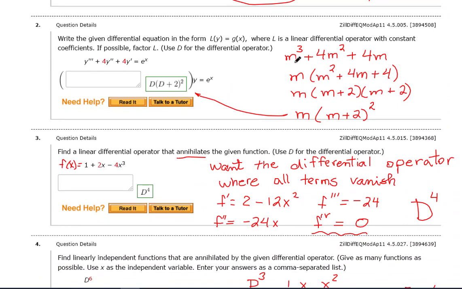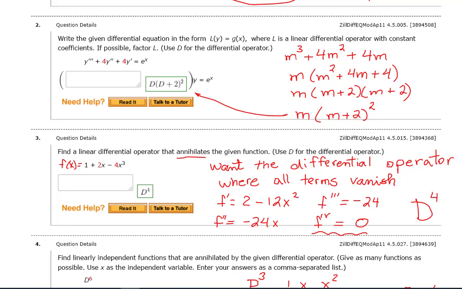So first let's look at the polynomial m cubed plus 4m squared plus 4m. Factor out the common m. This part is factorable further as m plus 2, m plus 2, so a repeated root, or m times m plus 2 quantity squared. And that's how our differential operator looks.